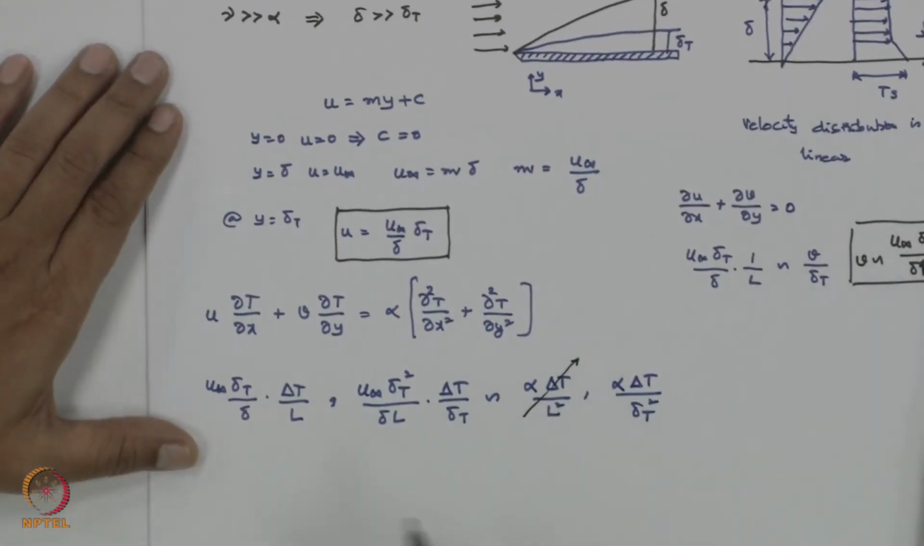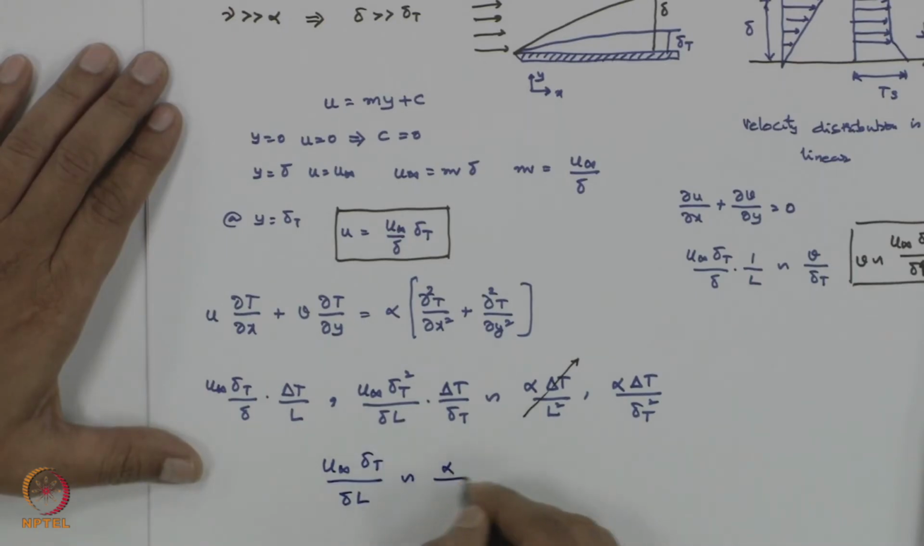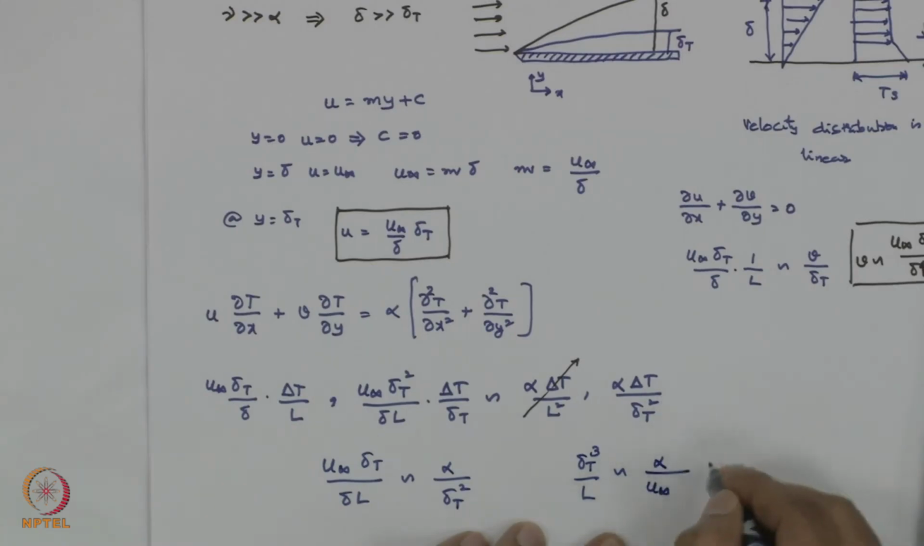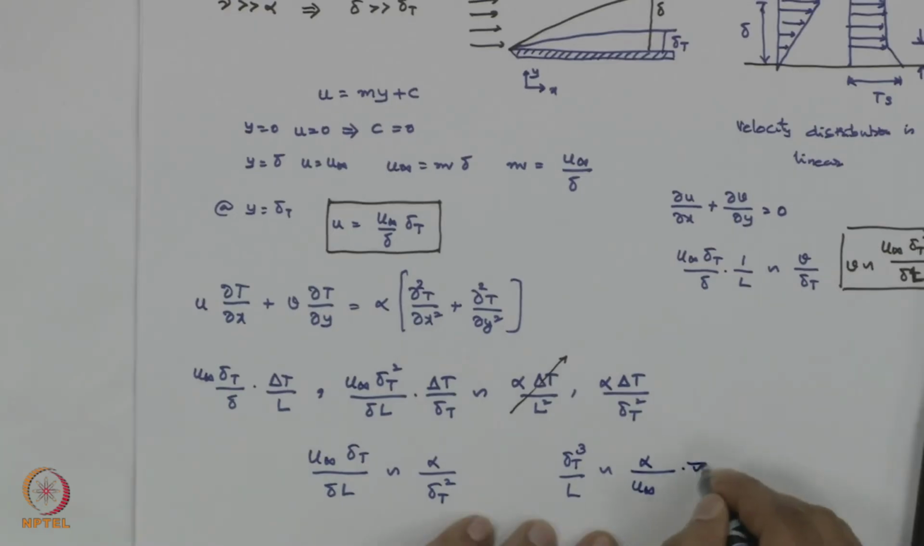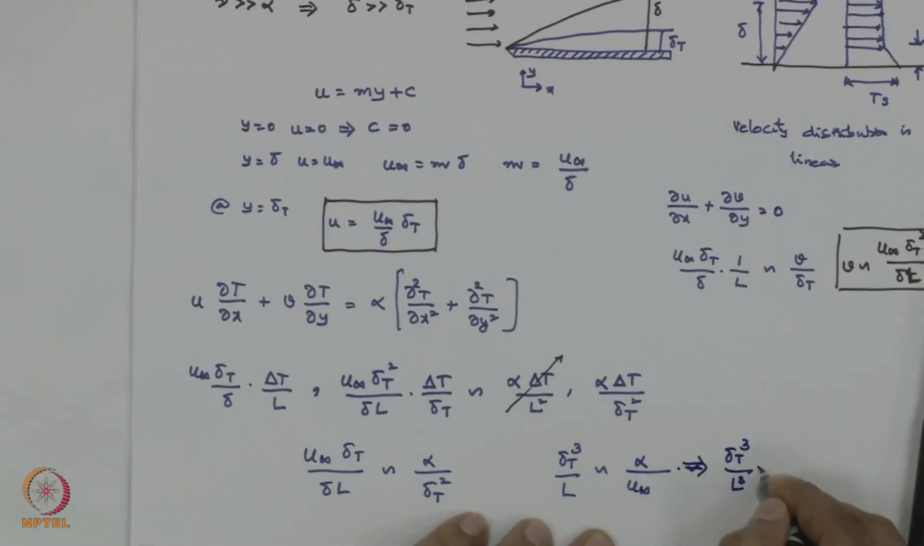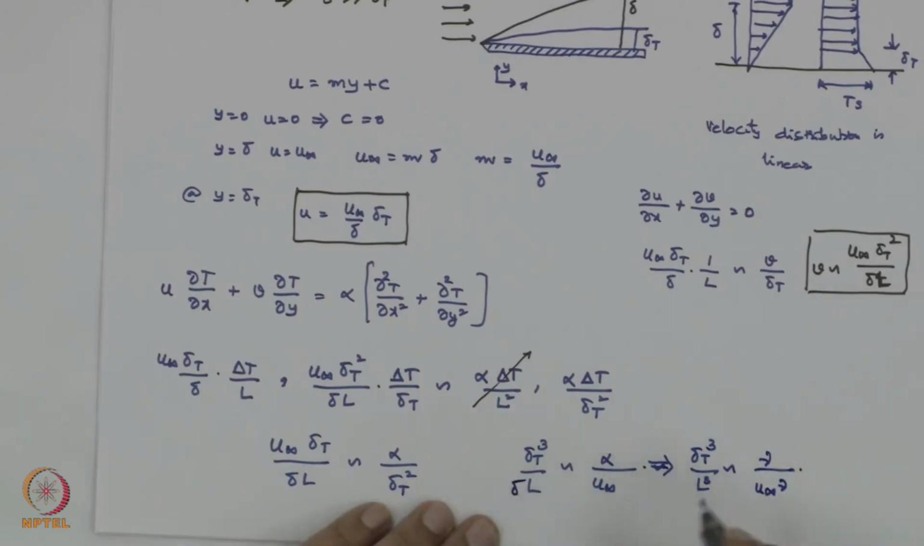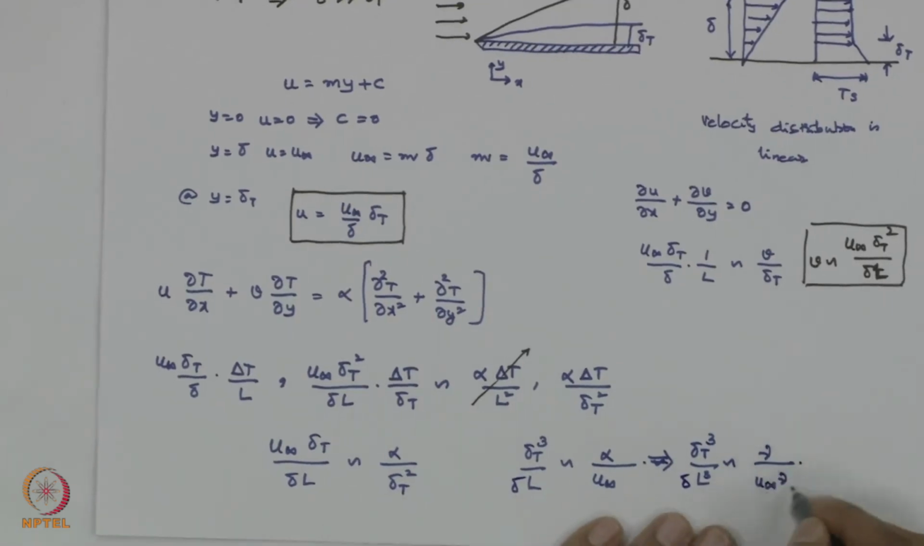So we end up getting u infinity delta t by delta L is of the order of alpha by delta t squared. So delta t cube by L is of the order of alpha by u infinity into u infinity. So this implies that delta t cube by L cube is of the order of nu by u infinity L into delta is missing. So here I have missed out delta. So you have delta here, and you have nu, u infinity L into alpha. This is actually, I need to write this as L, alpha by nu into delta by L. What have I done? I have multiplied by L squared on both sides, and that 1 L I have taken here, multiplied and divided by nu.